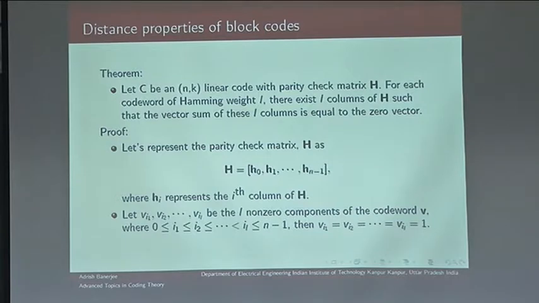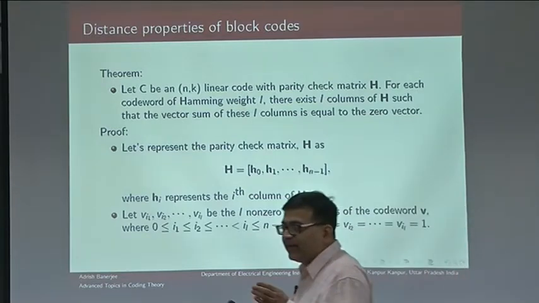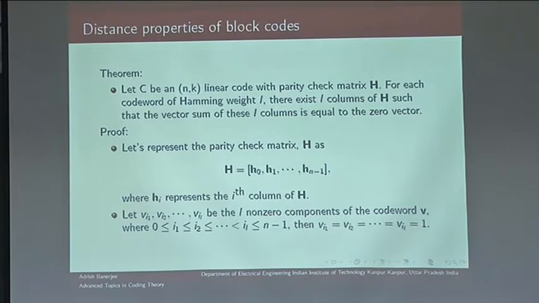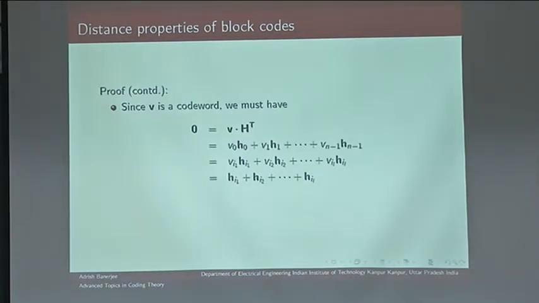Now, what do we have to prove? We have to show that there is a code word whose Hamming weight is L. That means there are L components of this code word which are non-zero. So we have to show that if such a code word exists, then L columns of the parity check matrix should add up to 0. So let Vi1, Vi2, up to ViL be these L non-zero components of the valid code word, where these are 1 and all other locations are 0. Since V is a valid code word, it satisfies the property VH transpose is 0.